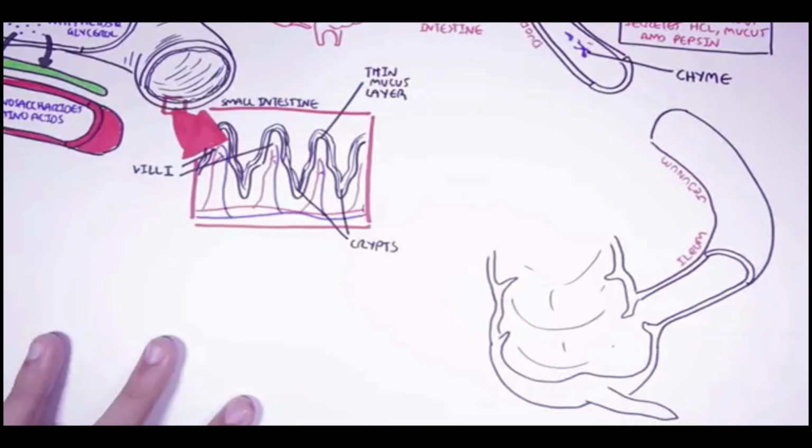Notice again that there is a thin mucus layer. There is always a mucus layer, and I talked about it earlier. The purpose of the mucus layer is to prevent infection or scratching. The small intestine also has other parts: the jejunum, ileum, and duodenum.